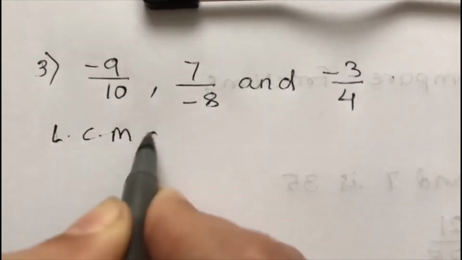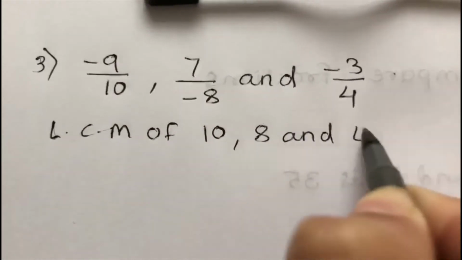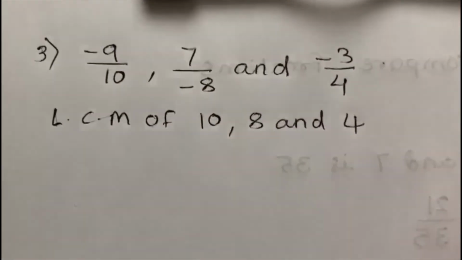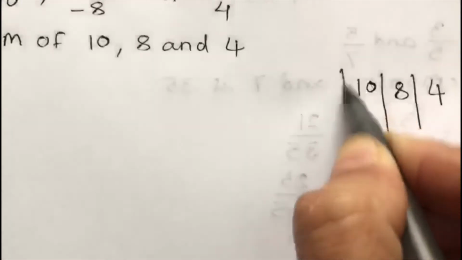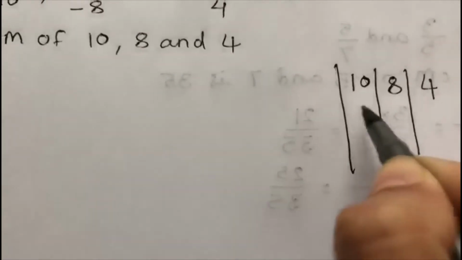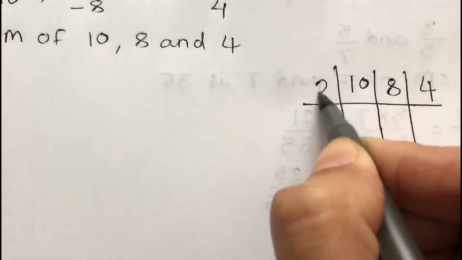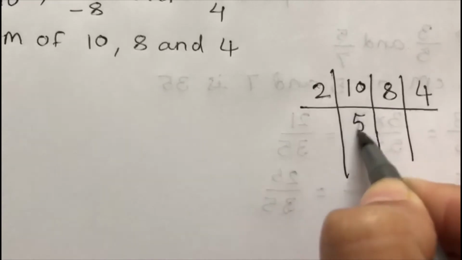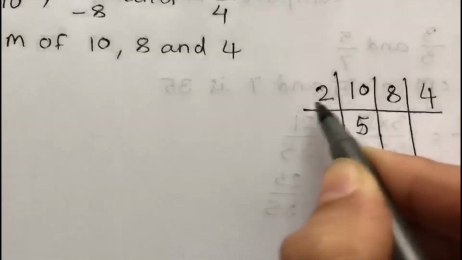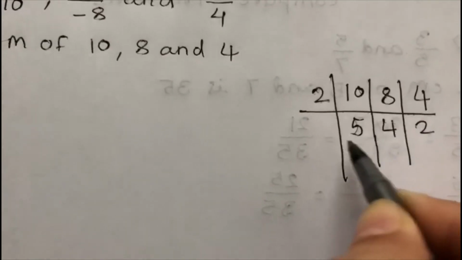The LCM of 10, 8 and 4. So how to find the LCM of 10, 8 and 4? For that I write here 10, then 8 and then 4. So we have to find a number which can divide all these three numbers. So that is 2. When you divide 10 by 2, then 5 comes. When you divide 8 by 2, 4 comes. When you divide 4 by 2, 2 comes.